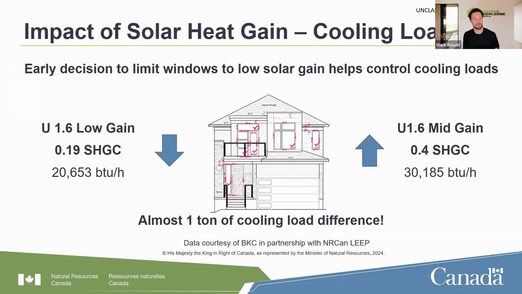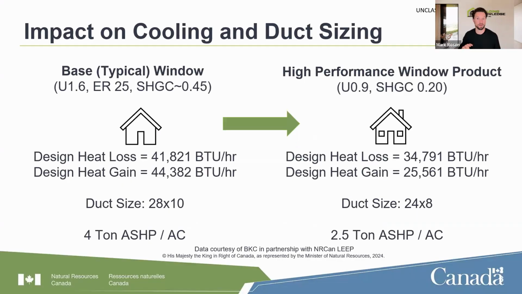Here we can see on the left that the 1.6 low gain window versus the 1.6 mid gain windows had a 10,000 BTU per hour cooling load difference in the same home with the same size of windows. So it's a balancing act. We're not only looking for energy savings, we're also looking for mechanical system sizing efficiency and the impact on our comfort in our homes. And this is a bit of an area of new understanding that we're really trying to grapple with as we move towards this heat pump landscape, if you will, heat pumps coming in and offering both heating and cooling performance. And we're trying to balance those with our window design.